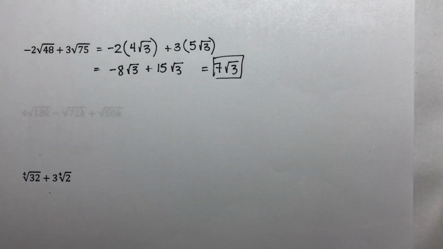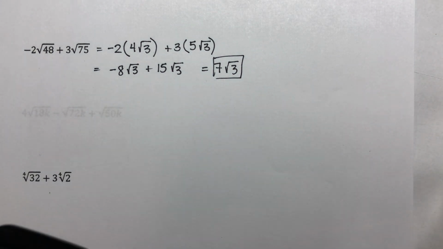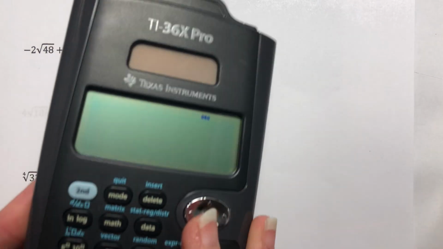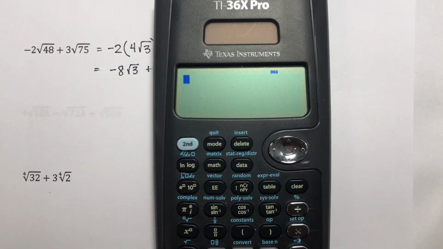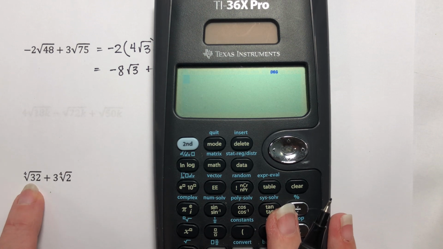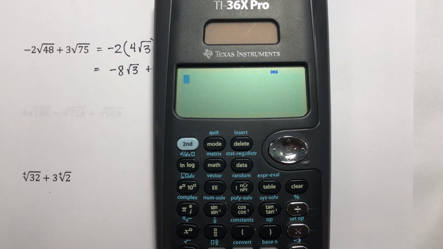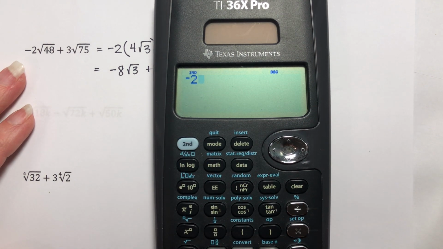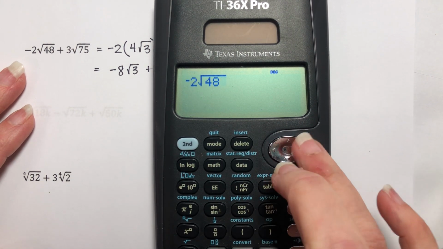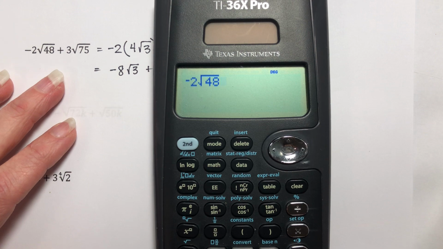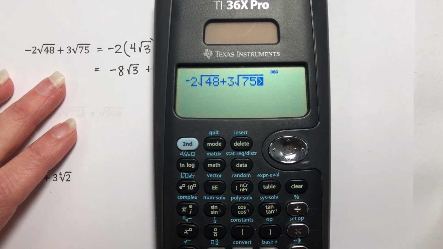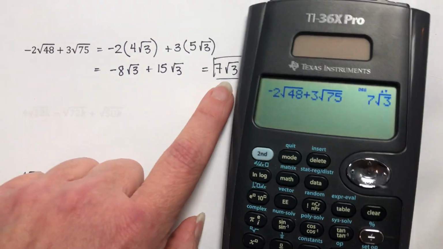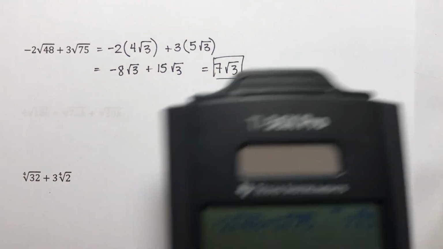Okay, remember that your calculators can do some of these, and they will do the adding and subtracting too, but we still have to know how to do it by hand because, for example, it will not do fourth roots, it won't do large square roots. But in some of them, you can do negative 2 times the square root of 48, make sure you get out from under the radical, and hit plus 3 times the square root of 75, and it should give you your answer as 7 square root of 3.